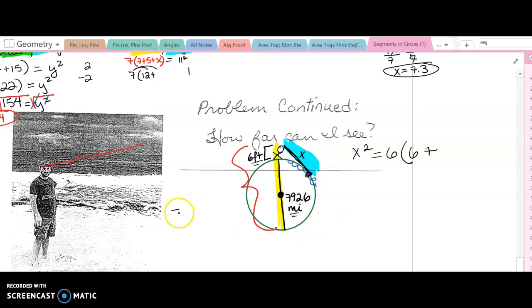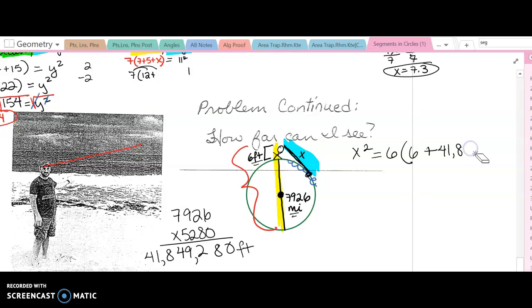So we're going to come over here to our side work. 7,926 times 5,280, which is 5,280 feet in a mile, and we get 41,849,280 feet for that diameter of the Earth's surface, the diameter of the sphere that is Earth.